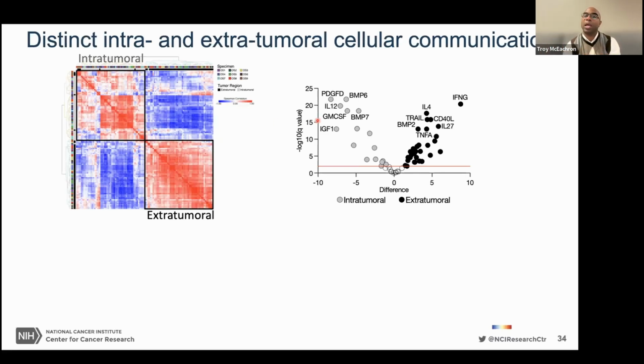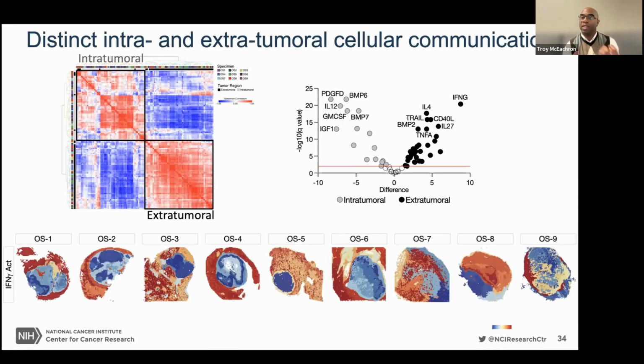They're not the same. And we can look at this a slightly different way with a volcano plot, and we can see here that in the extratumoral environment, you have all these inflammatory mediators that are actively communicating, whereas in the intratumoral environment, there's actually more associated with growth factors.